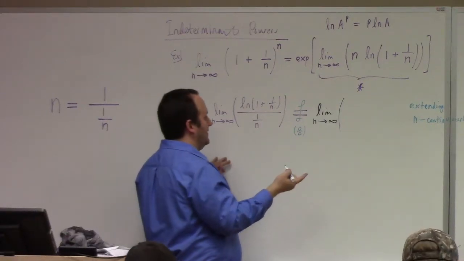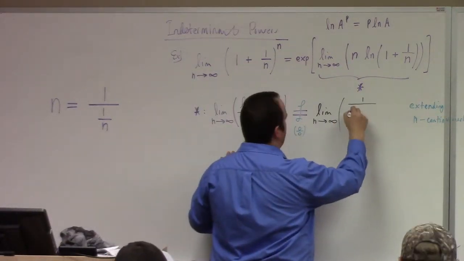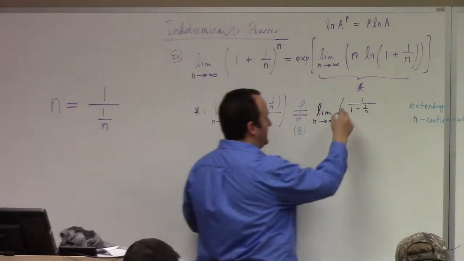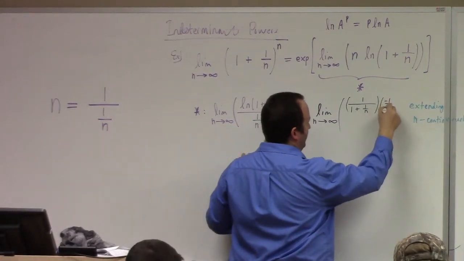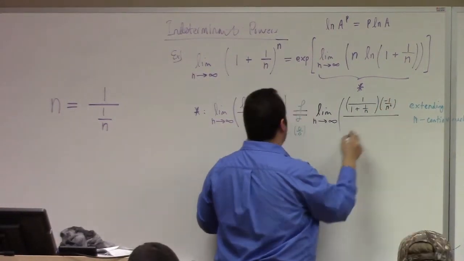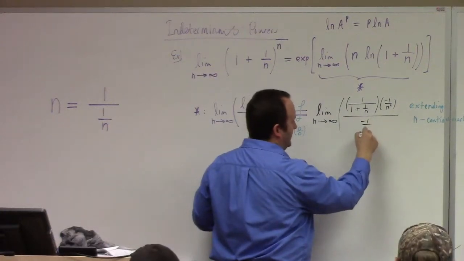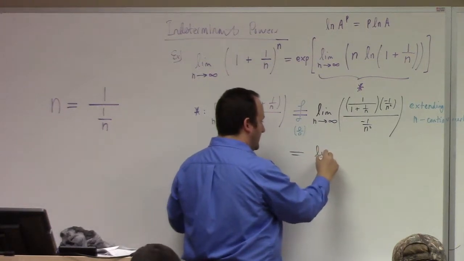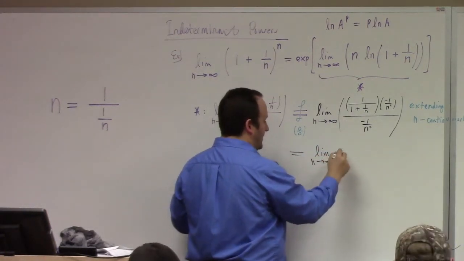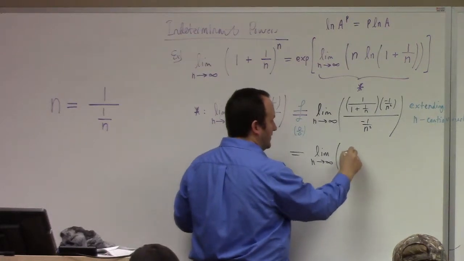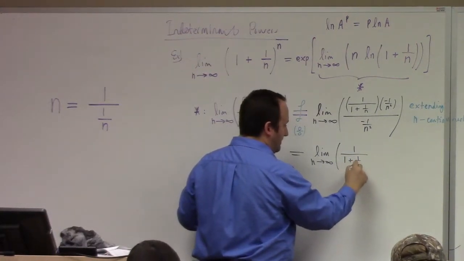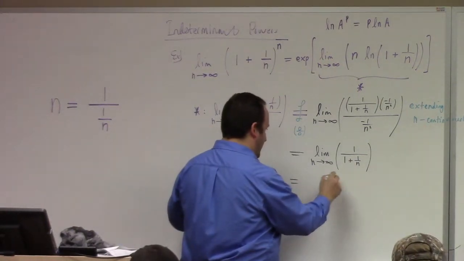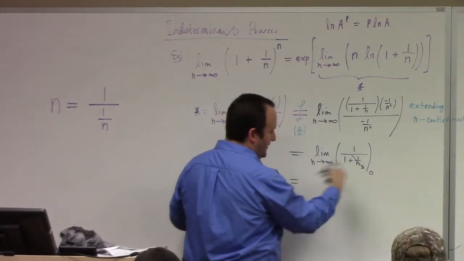So the derivative of the top is 1 over 1 plus 1 over n, times the derivative of the argument of the logarithm, which is just what? Minus 1 over n squared. And then downstairs, derivative 1 over n is minus 1 over n squared. Well, isn't that convenient? So a little bit of algebra here. I have a limit as n goes to infinity of 1 over 1 plus 1 over n, which is equal to what? So this goes to 0, right? So by limit laws, we get 1.